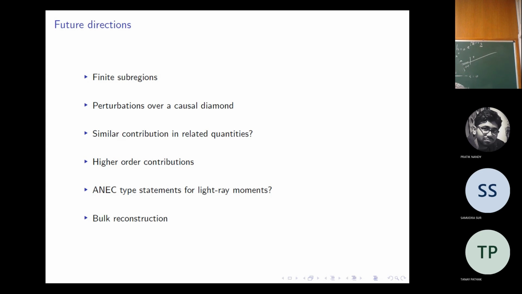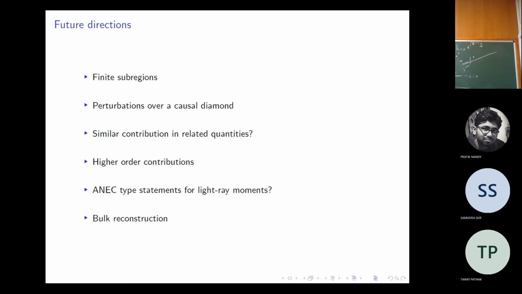And there are many future directions, more than I have listed here. For the most part, I have talked about Rindlers, but what happens for finite subregions? And we took some space-like perturbations, but what happens if I also do time-like perturbations, in particular perturbations over some causal diamond? We are having some trouble there.